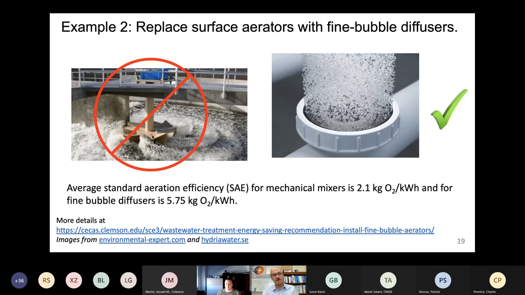The capital cost is relatively low for this mixer, but the standard aeration efficiency, or the SAE, for that mechanical mixer is 2.1 kilograms of oxygen per kilowatt hour.